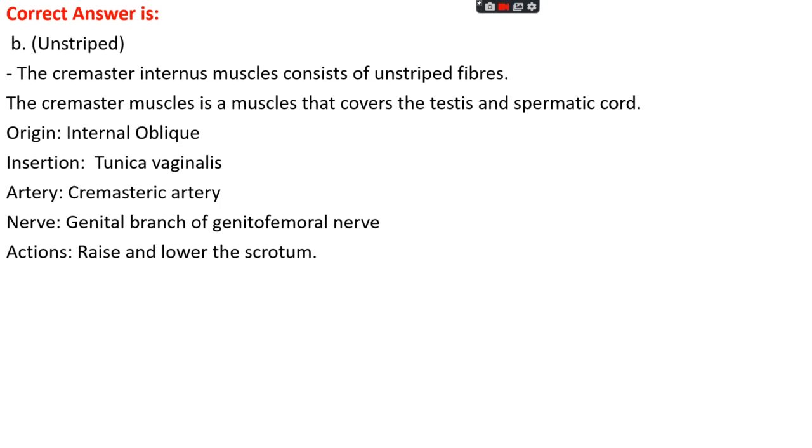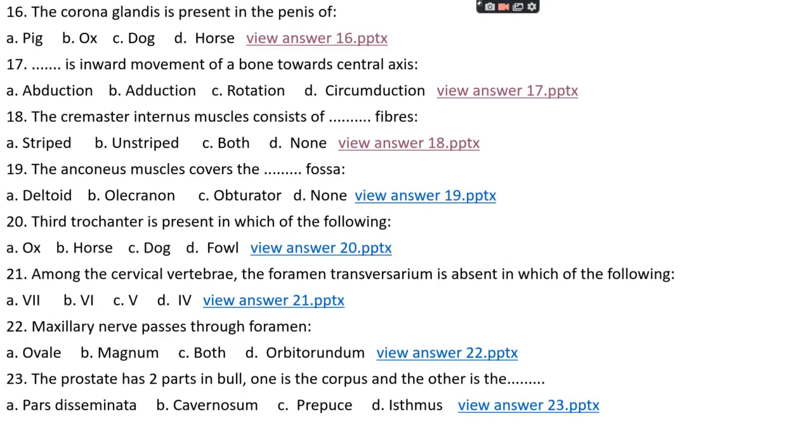Insertion of this cremaster muscle is the tunica vaginalis, and the cremasteric artery supplies this muscle, and the genital branch of the genitofemoral nerve supplies this muscle. The main action of the cremaster muscle is to raise and lower the scrotum.